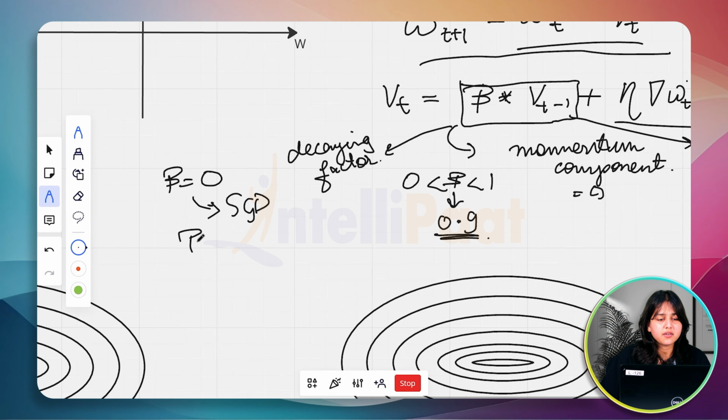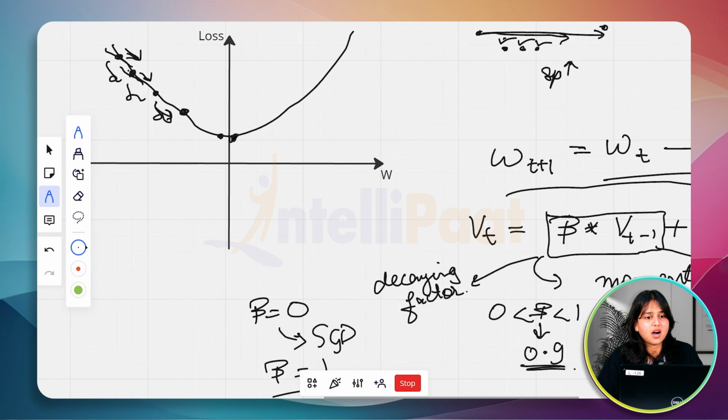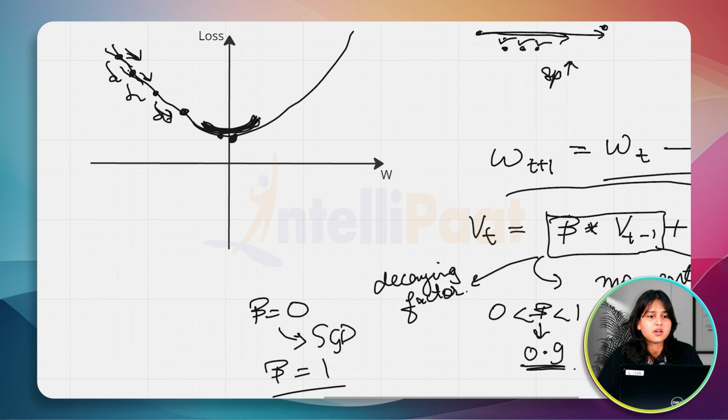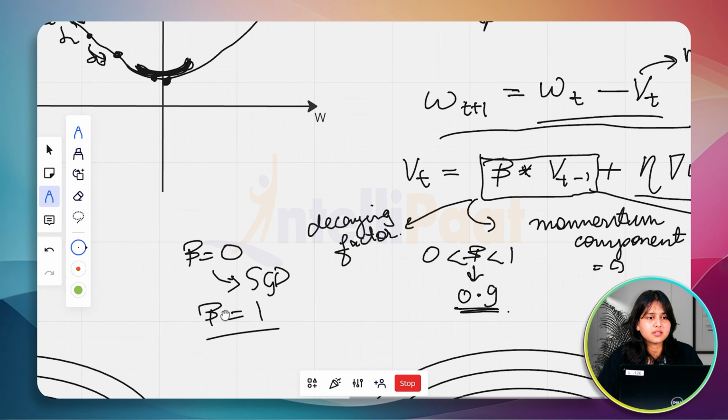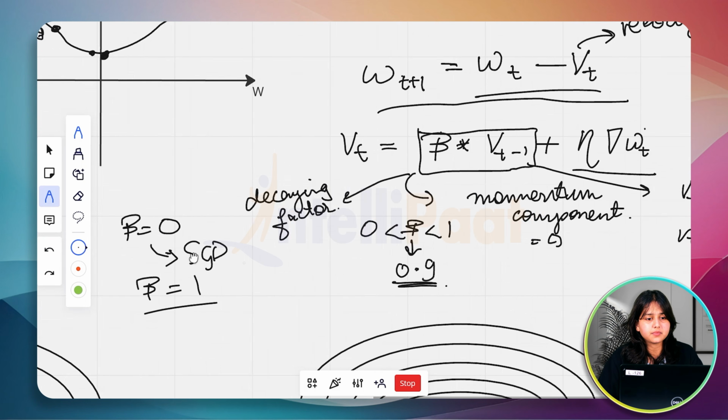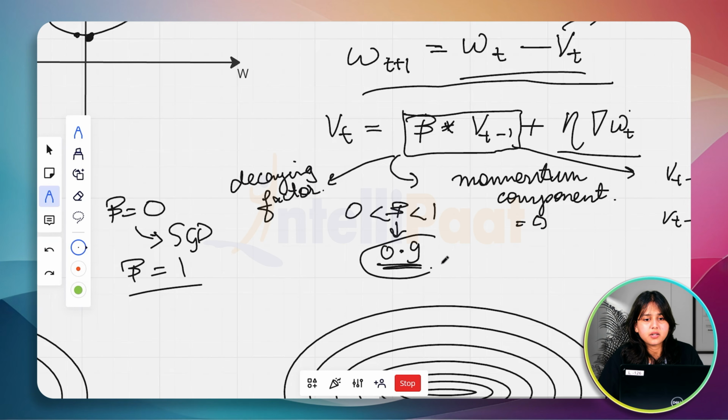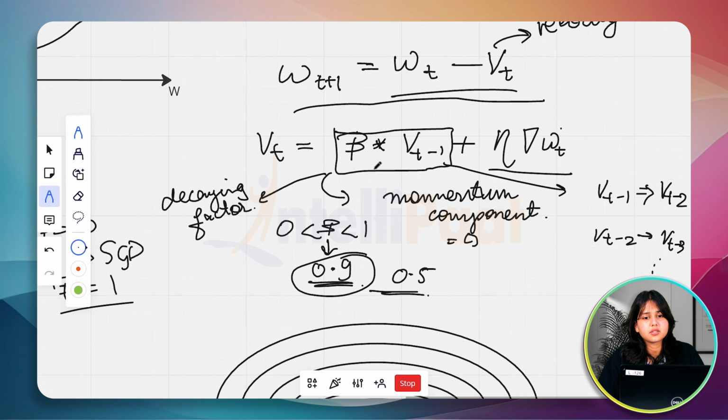But if we have our beta equal to 1, we will fall into a condition known as dynamic equilibrium, where we wouldn't reach our global minima, rather we would just be traversing to and fro continuously, right? So that is something known as dynamic equilibrium. So that is why our optimum value would be somewhere around 0.9 or 0.5, right? So this is where the momentum component comes into the picture.